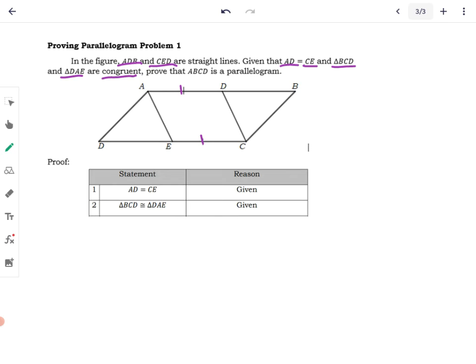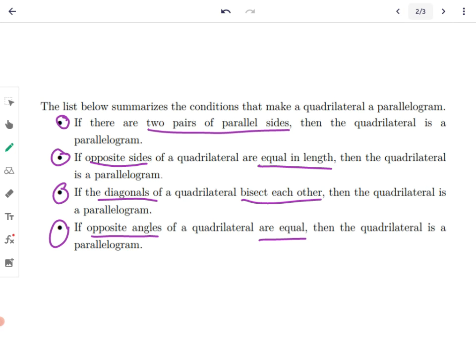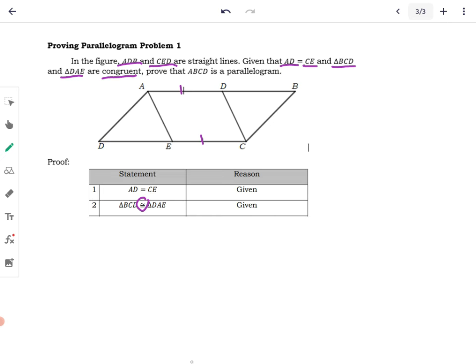So we have also triangle BCD is congruent to triangle DAE. This is the symbol for congruent, and that's also a given. So we're going to use this premise so that we will prove one of these properties, and after that we conclude that it's a parallelogram. So what do you think is our conclusion after this premise? If AD is equal to CE and triangle BCD is congruent to triangle DAE, what is our next conclusion?